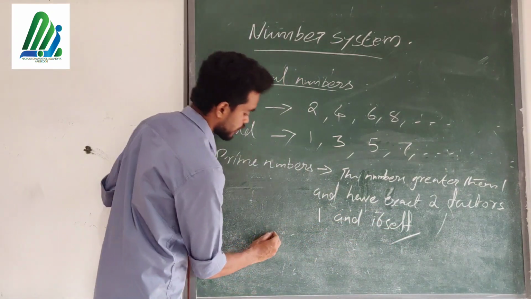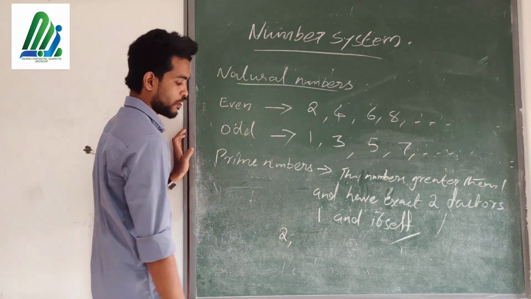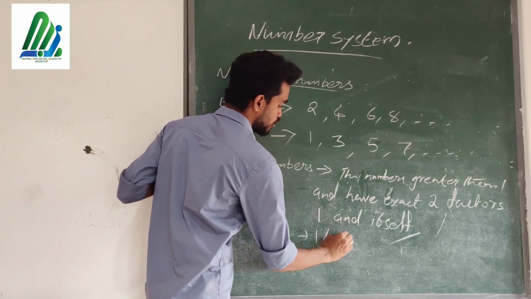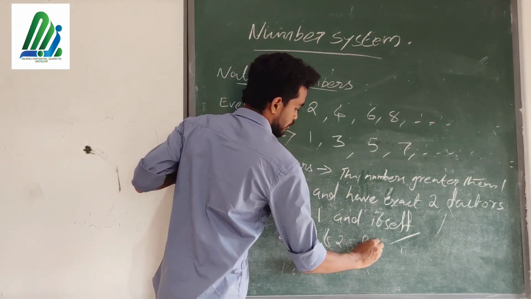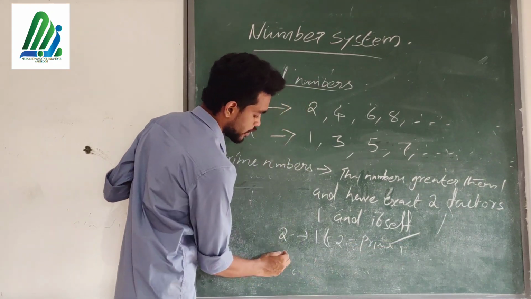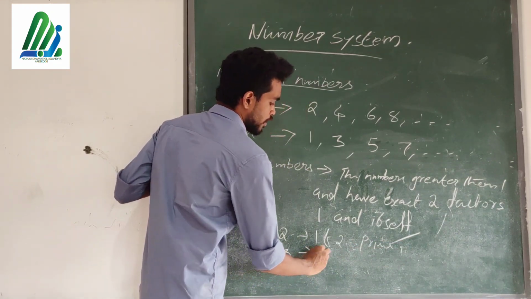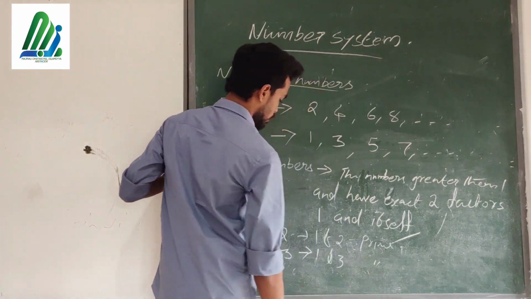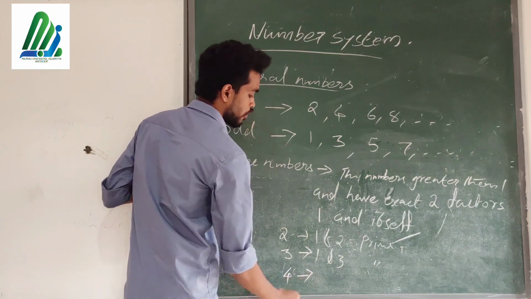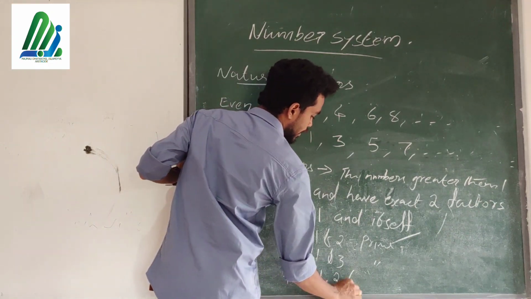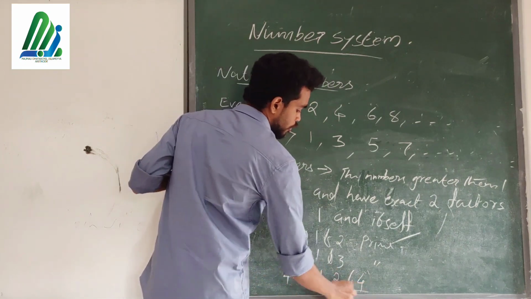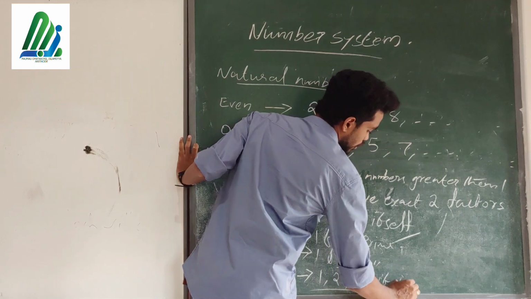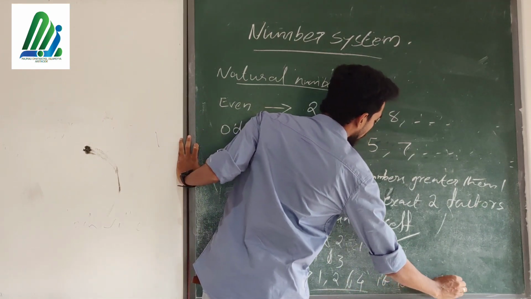For example, we take 2. The factors of 2 are 1 and 2, and it is prime. Take 3. Factors of 3 are 1 and 3. Also prime. 4. Factors of 4 are 1, 2 and 4. We have more than 2 factors, and also it is not prime.